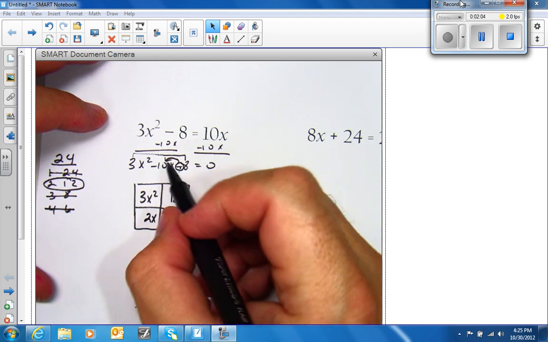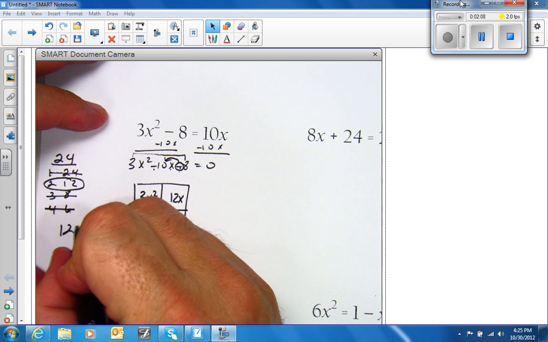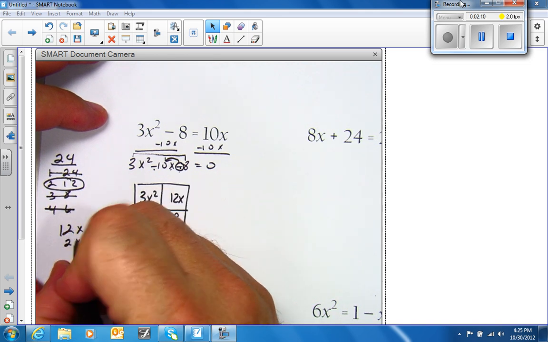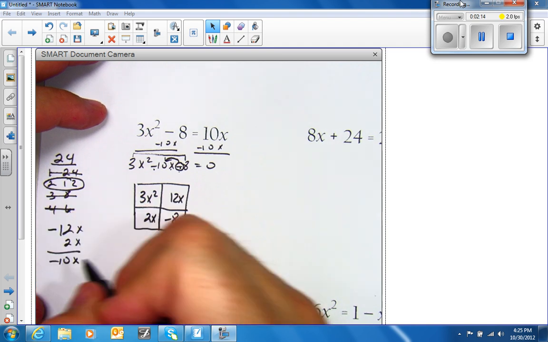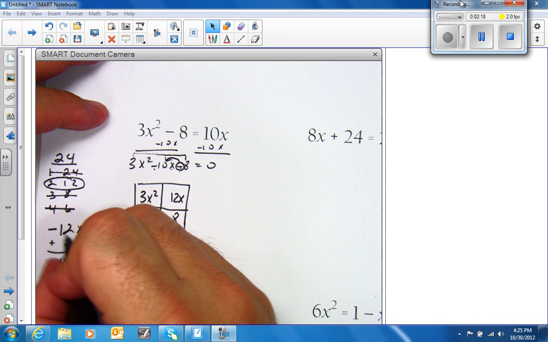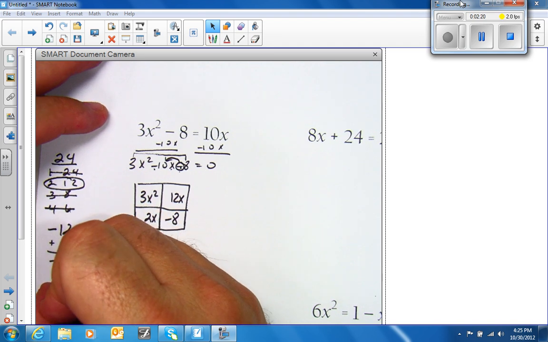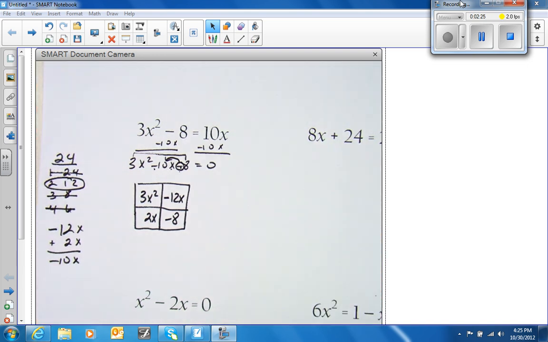Now, the result has to give you a negative 10. So if you have a 12x and a 2x, how are you going to get a negative 10x? Well, that means this has to be negative. All right, so when you combine them, negative 12 plus 2 gives you negative 10x. So the negative goes with the 12.